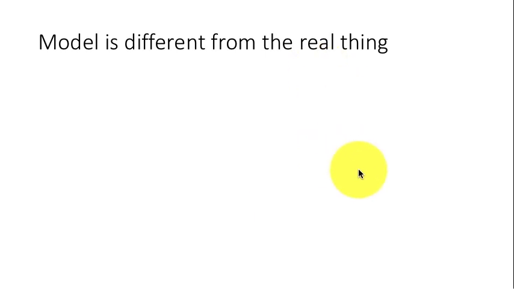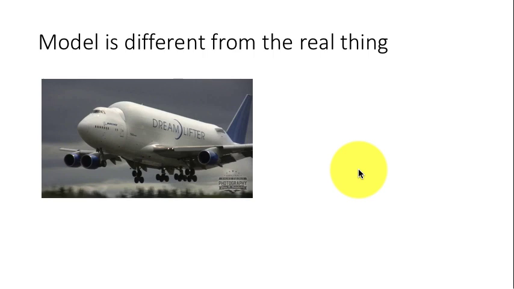So for example, a model is different from the real thing. Now you may ask, what is this? Well, this is an interesting plane called the Dreamlifter. It's a plane made by Boeing, and the purpose of this plane is to carry parts for other planes. For example, suppose some plane is being assembled in Toulouse, in the Airbus plant in France, but some of the important components for that plane have to go from the US. The Dreamlifter is the one that takes those kinds of large objects. This is a huge, giant airplane. Anyway, I'm getting sidetracked here.